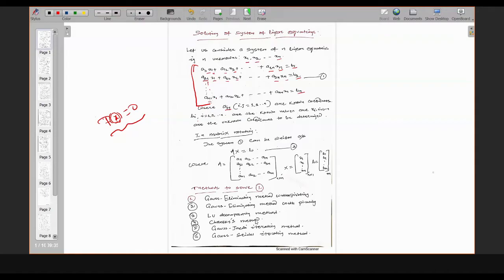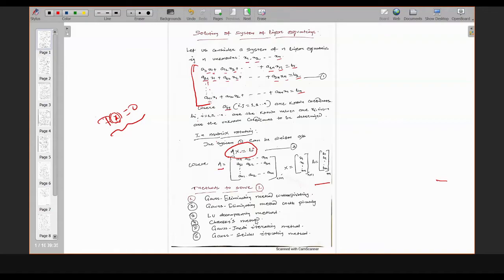You can see I had expressed this linear system of equations in matrix form, which is defined by equation number 2: Ax equals b. Okay, so you can see here this is Ax equals b. And what is A, what is x, and what is b? So it is defined here.